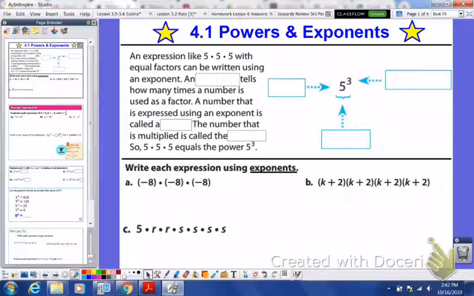So in chapter 4, we are going to be talking about powers and exponents. We're going to be working a lot with exponents in this chapter. So our first section is going to be introducing them.